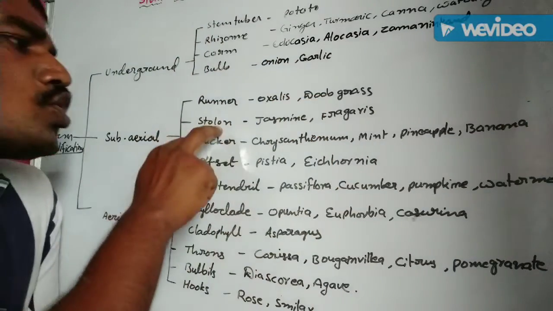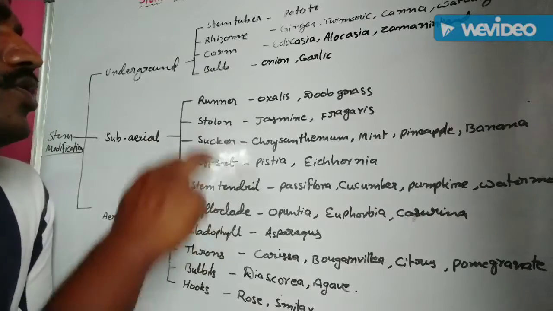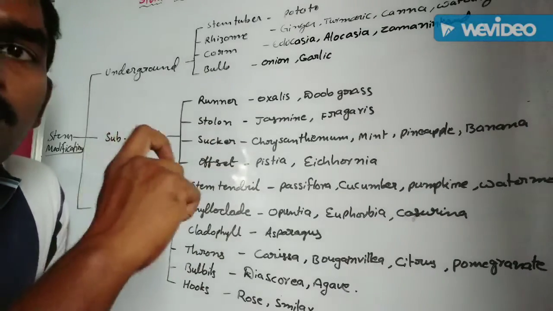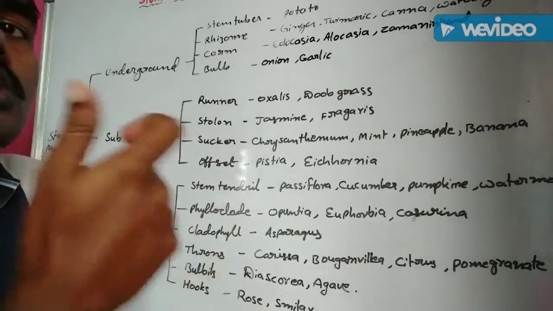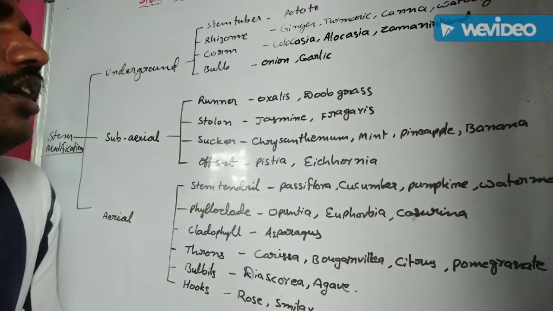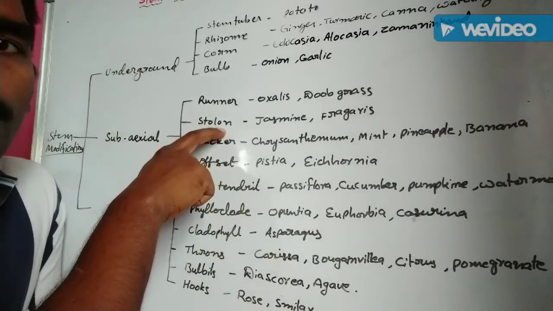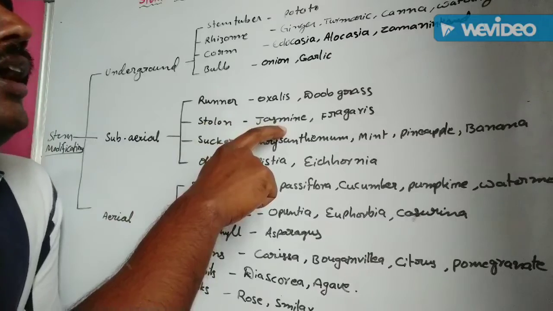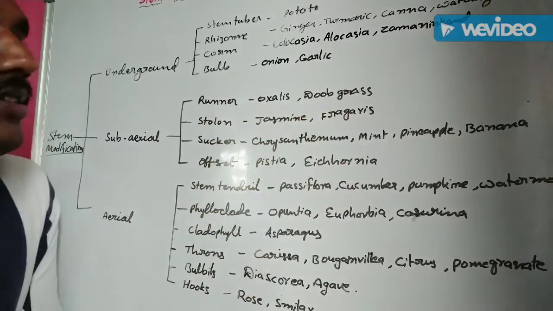Next one, stolon. Best example: jasmine. Some branches touch the ground and produce some adventitious roots. These branches are known as stolons. Examples: jasmine and strawberry.